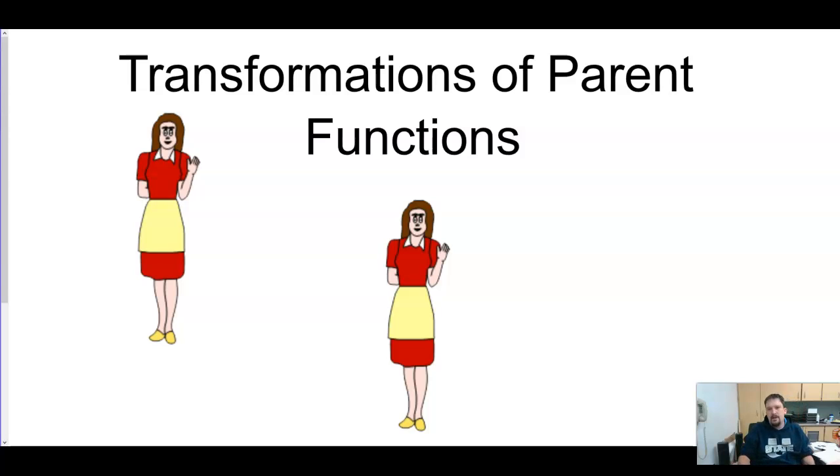Transformations of parent functions. So basically, we're going to take the parent functions that we just learned about previously, and we're going to move them around, and we're going to describe how they've been moved. So here, you look at the picture of this mother, and she's been moved to the left and up. So the transformation was left and up. And so that's what we're doing. We're just going to be describing what happens to our parent functions.